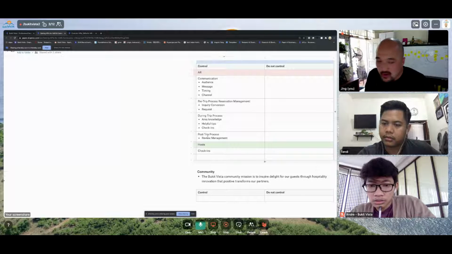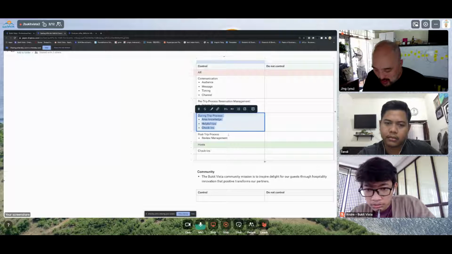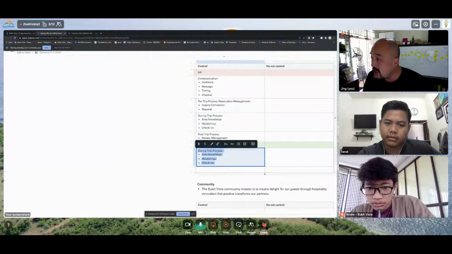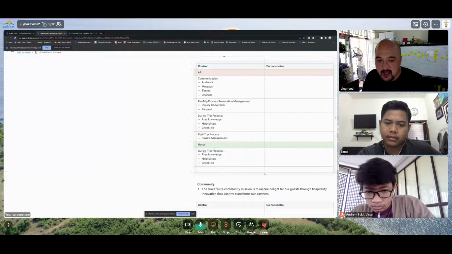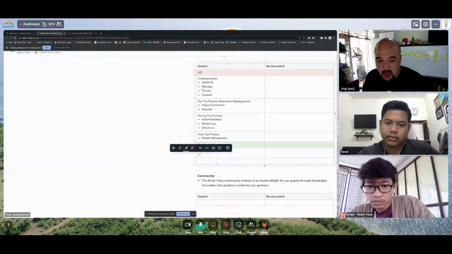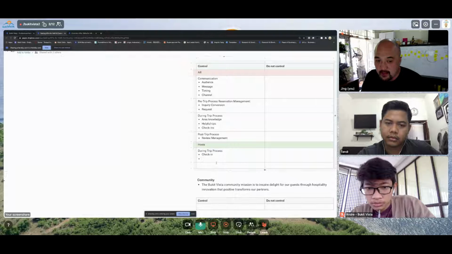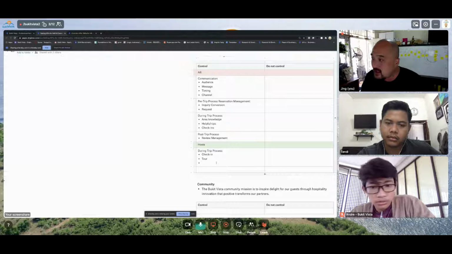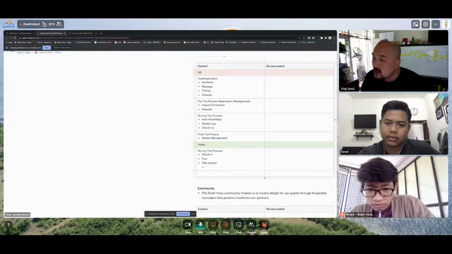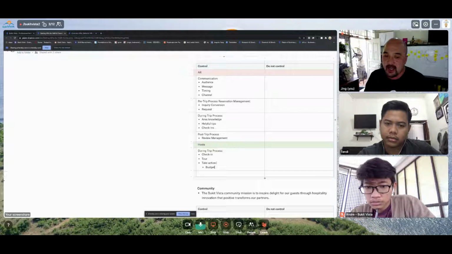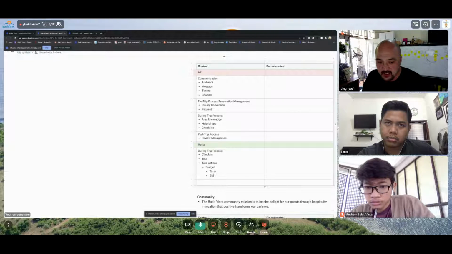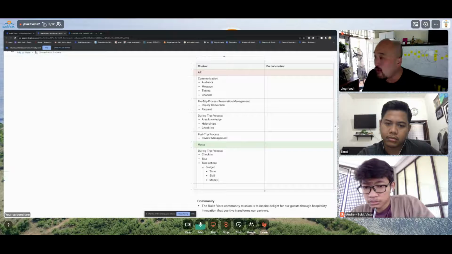Okay, if we have the structure, then we know where essentially the host has most control, right? It's during the trip process. They have the ability to check in. They have the ability to tour. They have the ability to sort of take action. But this action is sometimes limited too. We need to know what the limits are, right? What's their budget, in terms of time, skill, and money for taking action?